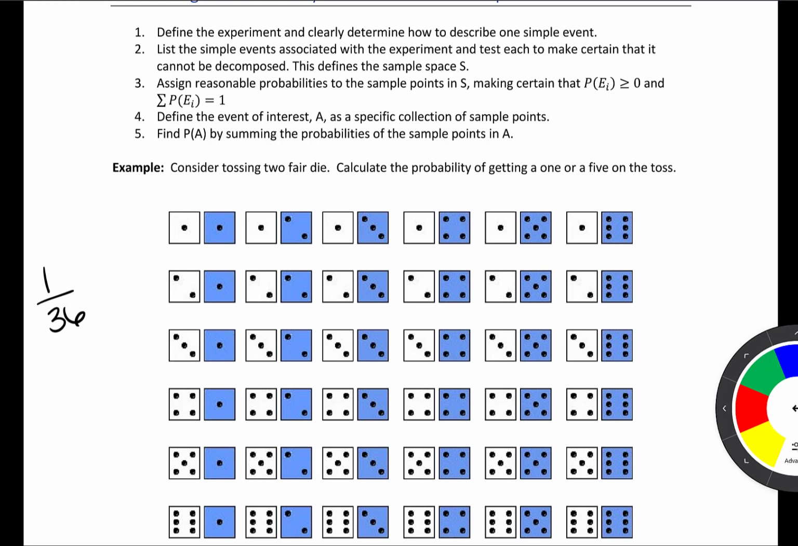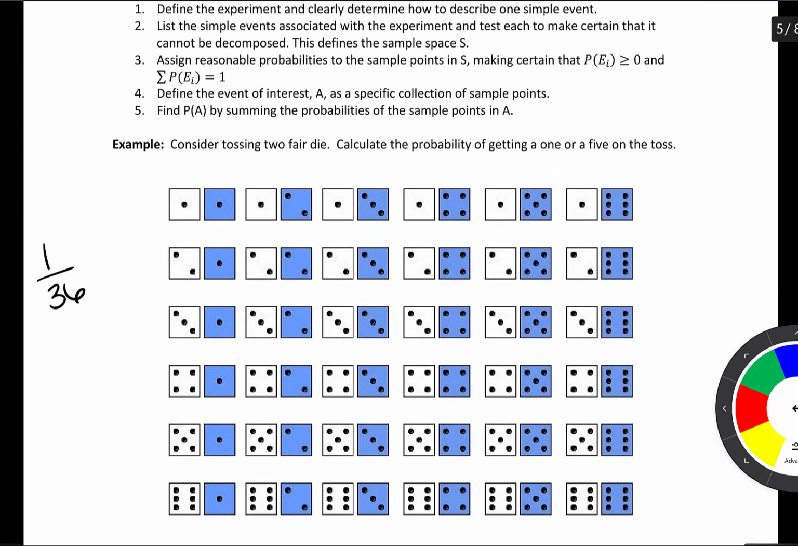So they're all greater than 0. And if each of these has probability 1 over 36, there are 36 different outcomes, then obviously those probabilities add up to 1. Next, we're going to define our event of interest, which is A. So in this case, A is going to be I either see a 1 or a 5 on the toss. So let's look at which elements that is going to consist of.